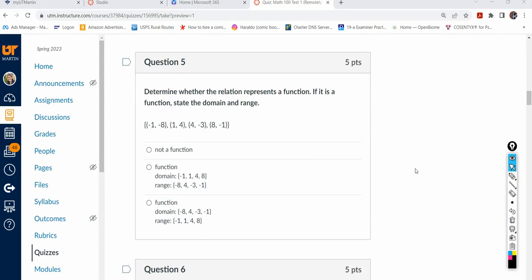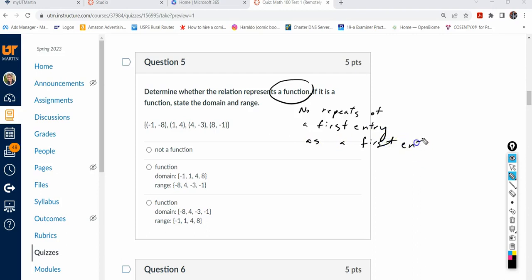All right, now determine whether the relation represents the function. I'm looking to see if there's any repetition of the first entry. So if it's a function, then there's no repeats of a first entry as a first entry. So -1 is a first entry, and it's not a first entry anywhere else. It's a second entry here, but that doesn't matter. So -1 is not repeated as a first entry.